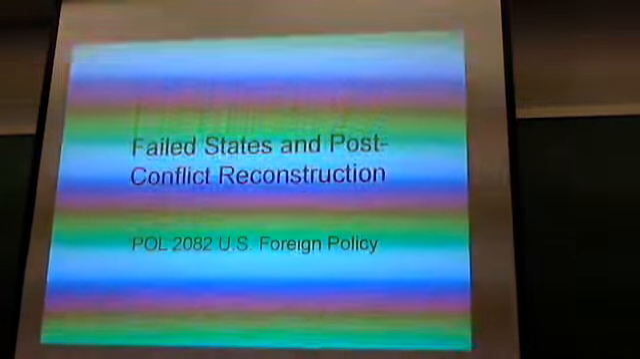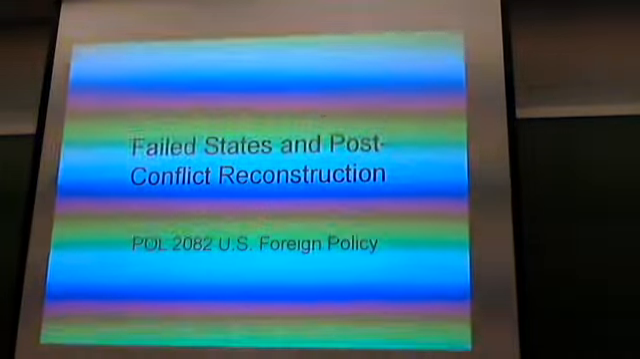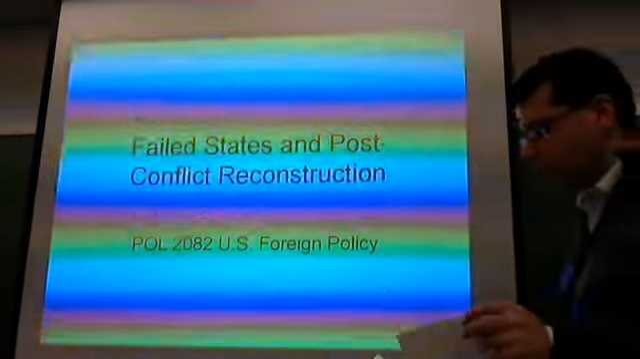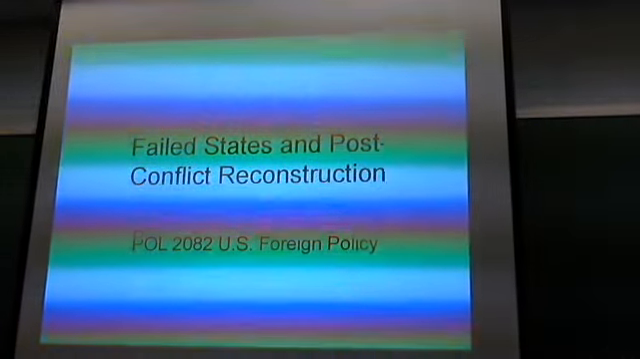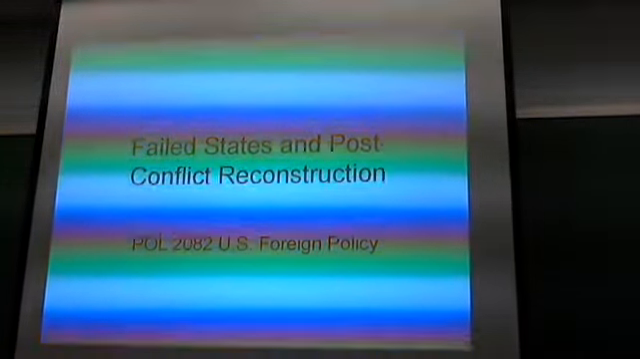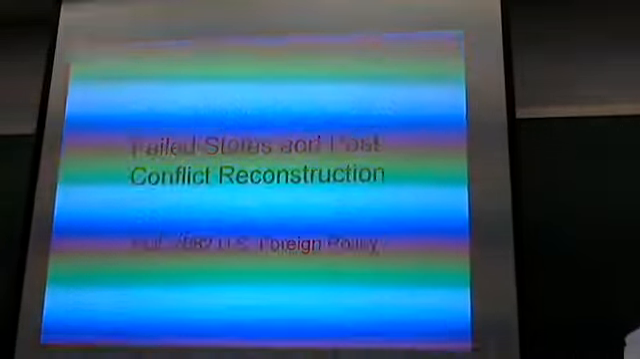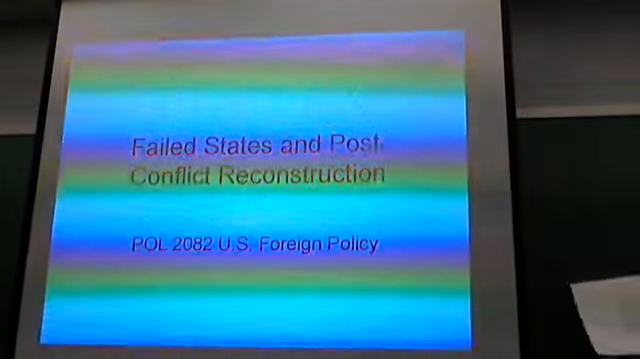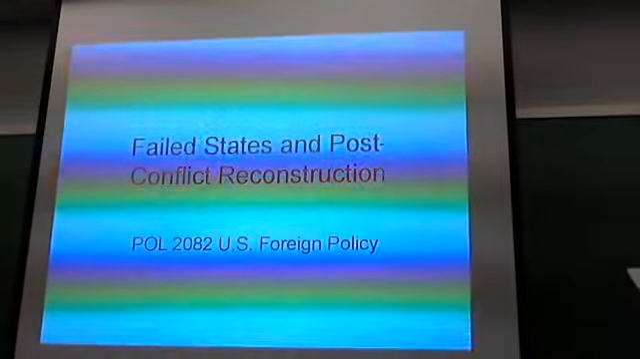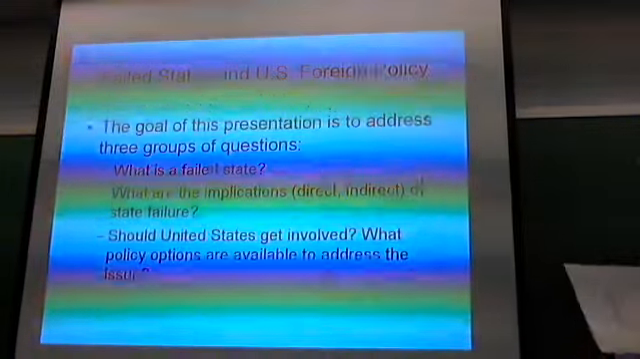Okay, the topic of this presentation is failed state and post-conflict reconstructions, part of the U.S. foreign policy class. So what we're going to start talking about is several important issues. Why are failed states important? What constitutes a failed state? And why is it a major issue? Why is it a major aspect of U.S. foreign policy and foreign policy making?